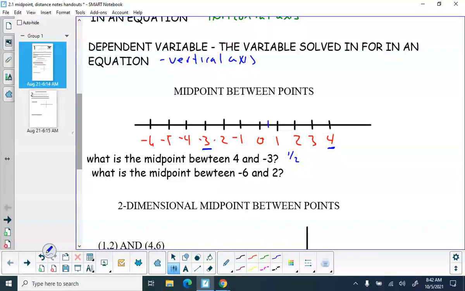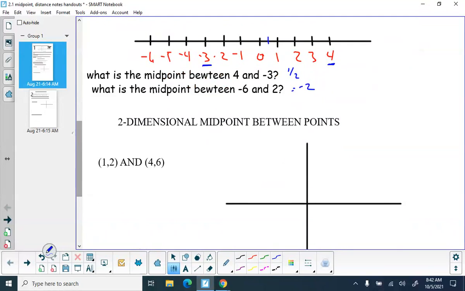What's the midpoint between -6 and 2? Go ahead and find the value. Check your answer with somebody around you. Sarah, what did you come up with? -2. Okay, -2 is the midpoint.